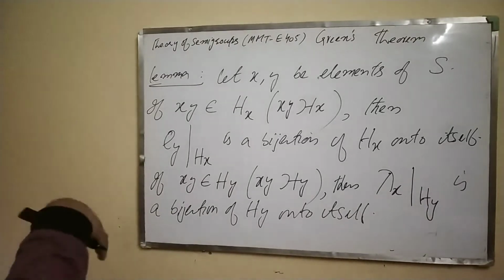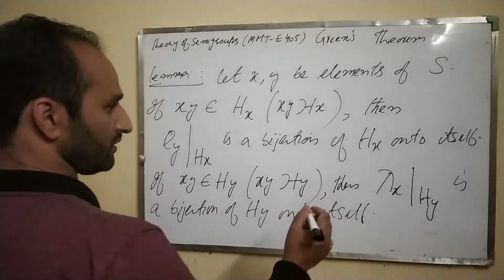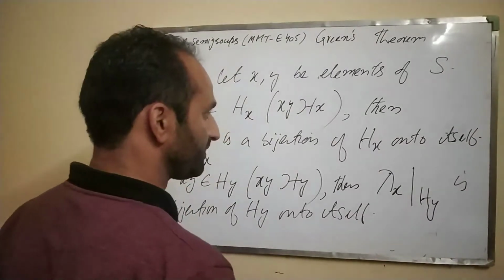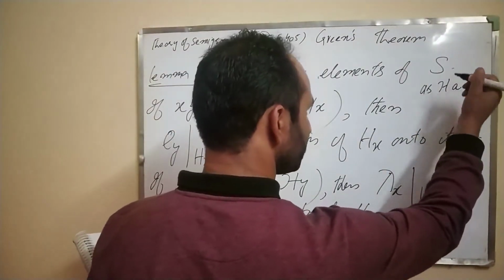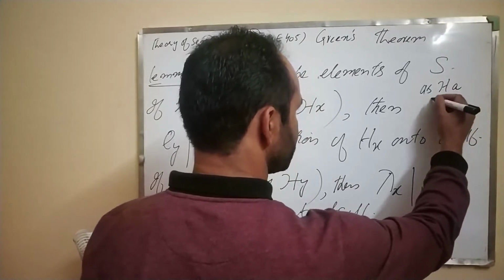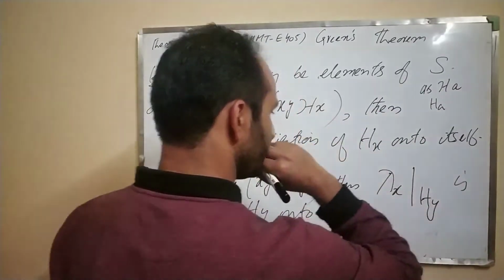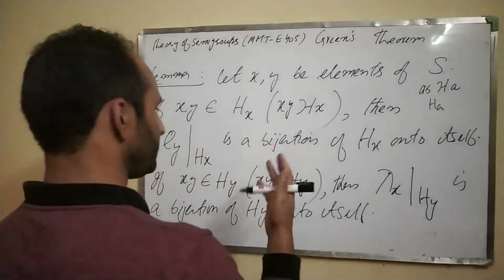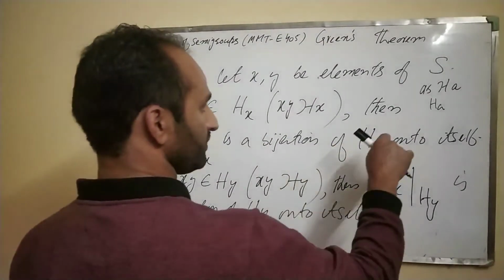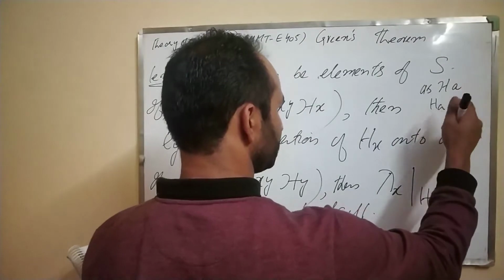So both these statements follow from the previous discussion, where we have seen that if AS is H related to A, then there is a bijection from HA onto itself. And similarly, if this AS is H related to A, then there is a bijection.